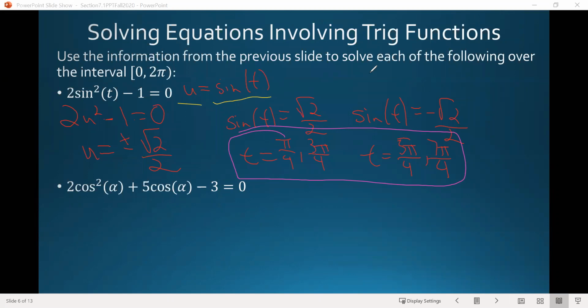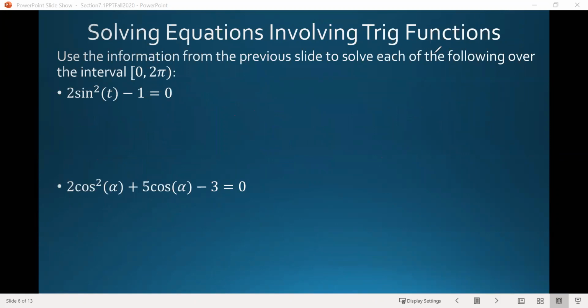All right, one more for us. So we have 2 cosine squared alpha plus 5 cosine alpha minus 3 equals 0. How do you suppose we're going to start? Well, if you guessed, say u equals cosine of alpha, you're exactly correct. So then we can rewrite this as 2u squared plus 5u minus 3 equals 0. This again is similar to one from the previous sets of slides where we had 2x squared plus 5x minus 3 equals 0.